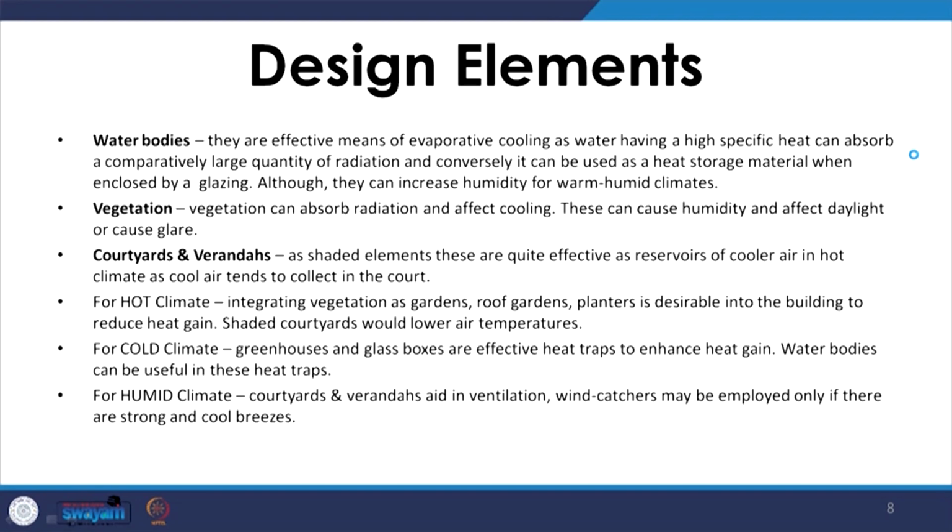When we are talking about design elements, we talk about the water bodies, where should they be placed. We are talking about vegetation. Now each of these design elements has impacts on temperature, on humidity, on air. So vegetation can absorb radiation and it can affect cooling, it can also channelize the air.